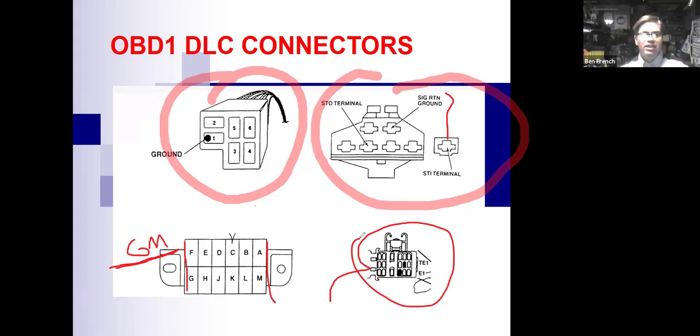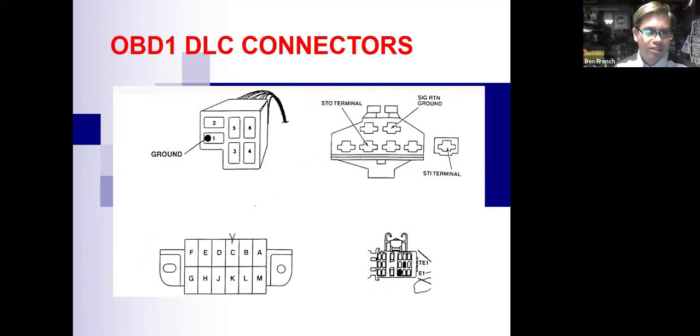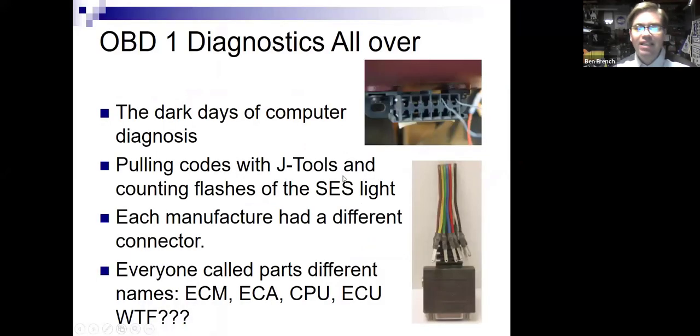Now with these old connectors, one of the things that was kind of cool is that you didn't need a scan tool to pull codes, but oftentimes pulling those codes was a pain in the butt because you're watching flashing lights and you're having to count those flashes. And if you did it wrong, you're following the wrong code. But you could do what I called J-tool diagnostics, meaning that here's that GM connector. I could throw my J-tool in there.